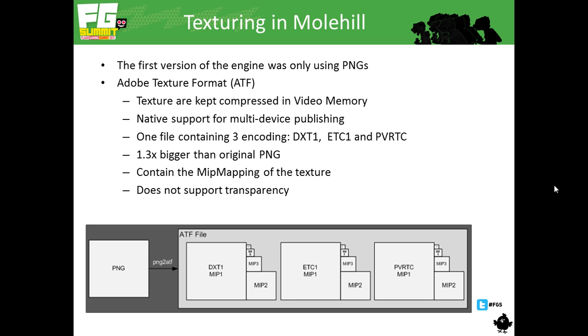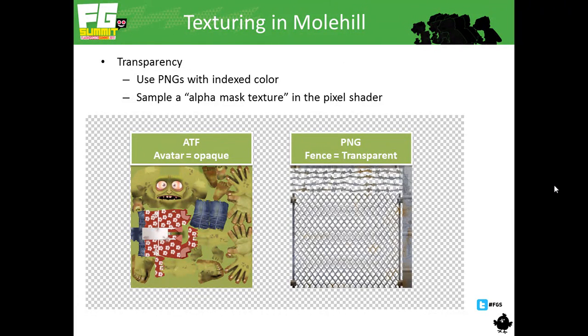One of the problems is the ATF format doesn't support transparency, so we have to manage it in other ways. So what we do is, for textures that require transparency, like the fans here, we use PNGs with indexed color. There are other techniques such as sampling an alpha mask, so two ATF opaque textures, one of the texture itself, and one which is a mask that you apply the alpha with. So that is two options, and there you go.